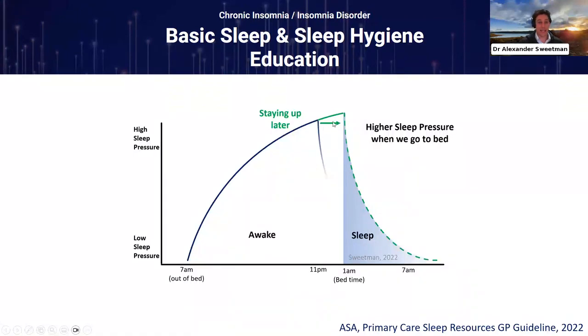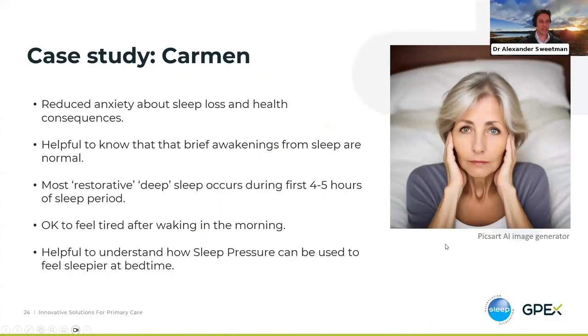Alternatively, if we stay up later past our normal bedtime, our sleep pressure will continue gradually increasing, and then we'll have higher sleep pressure by the time we get into bed and try to sleep that night. And this should help us fall asleep quicker or return to sleep quicker throughout the night. So this can be really helpful in setting the rationale for some of the different treatments that we can introduce for insomnia.